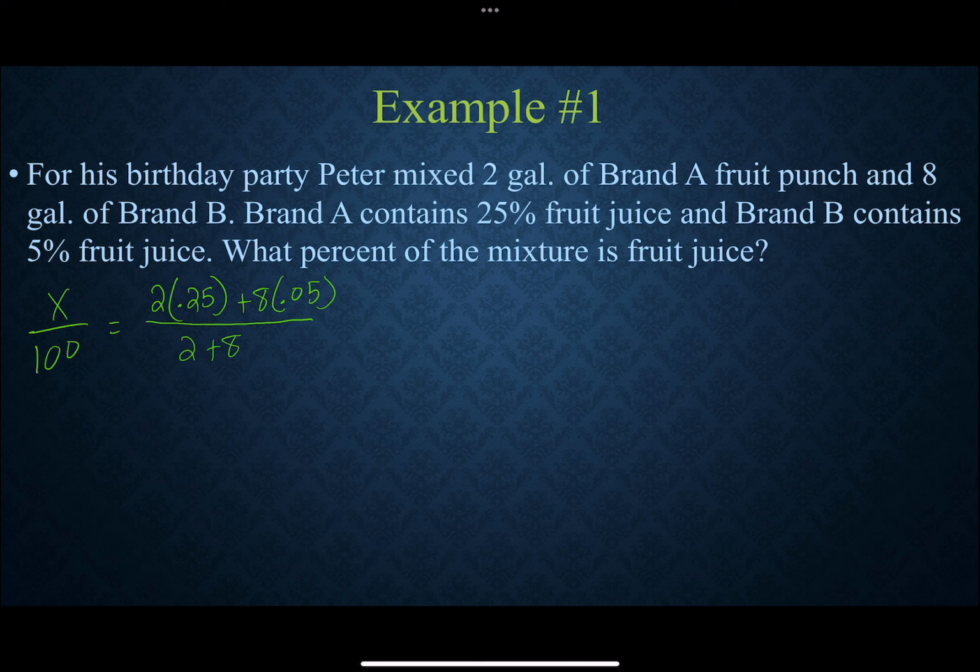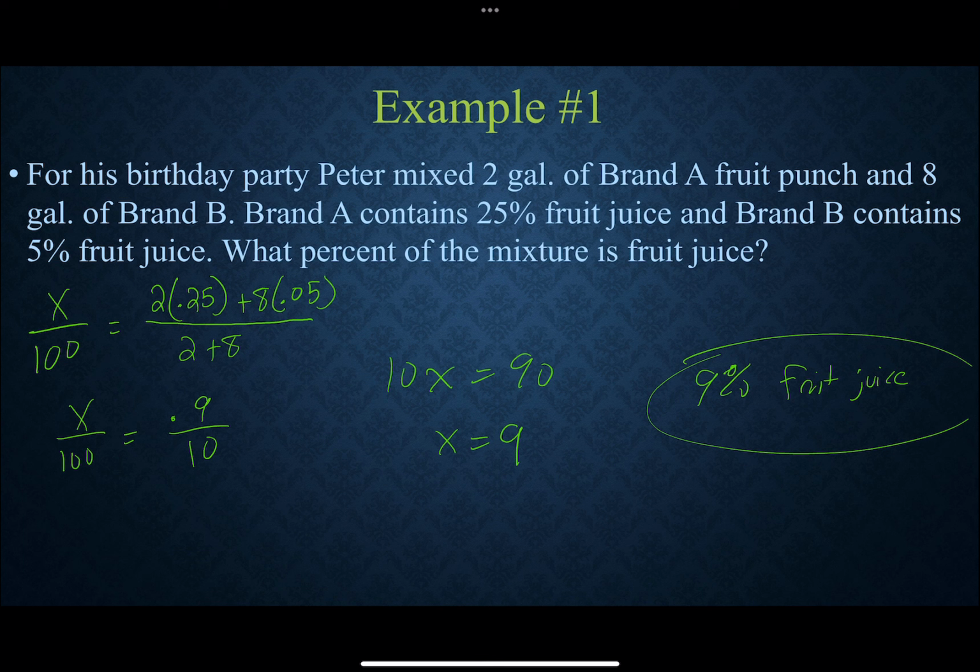So when we multiply the 2 times the 0.25, the 8 times the 0.05, and add that together, we're going to get 0.9. And 2 plus 8 is 10. So when we cross multiply, we get 10x equals 90. So x is going to equal 9, which means that the percent mixture is going to be 9% fruit juice. Okay, so remember that x in this case is the percent concentration. So we need to make sure it's being set up and written in that correct way.